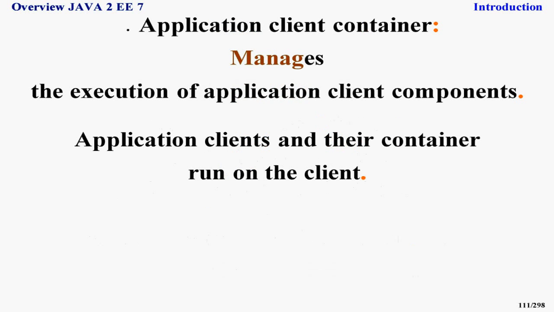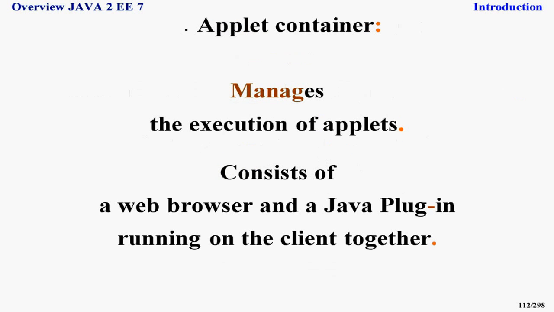Application client container: manages the execution of application client components. Application clients and their container run on the client. Applet container: manages the execution of applets. It consists of a web browser and a Java plug-in running on the client together.